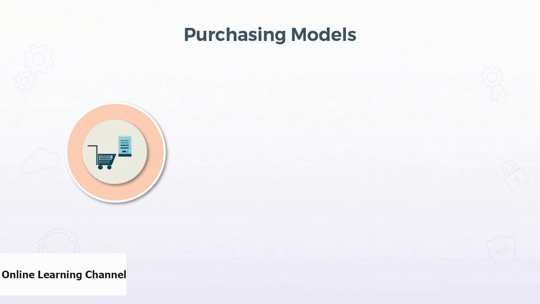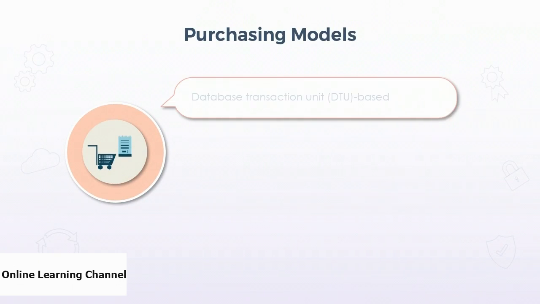There are also different purchasing order options. The Database Transaction Unit, or DTU-based purchasing model, gives you resource availability in service tiers, from light to heavy, depending on your needs. You're charged for the tier you choose. This would be good if you need dedicated resources and you can predict your usage fairly well.